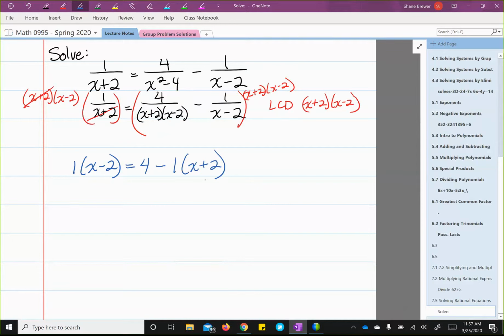And so there it is. All the fractions are gone. We can now solve that thing. x minus 2 equals 4 minus x minus 2. And let's add x to both sides. So that gives me a 2x.